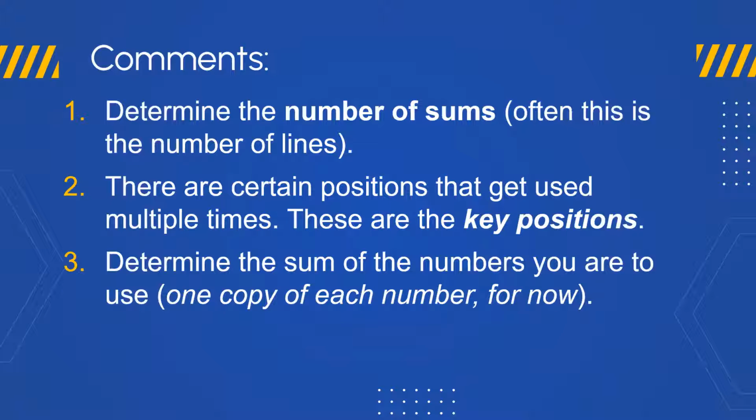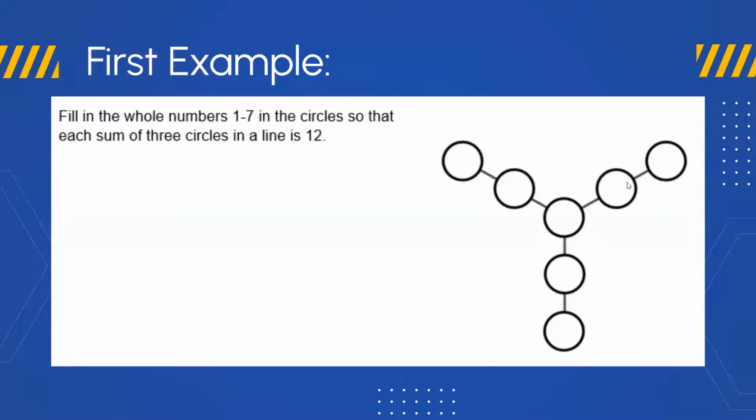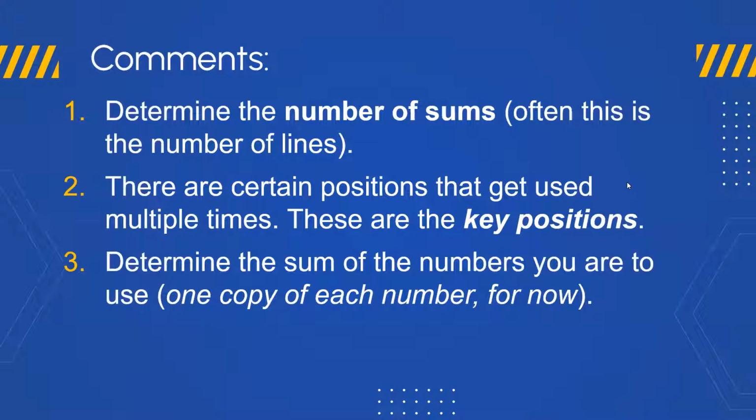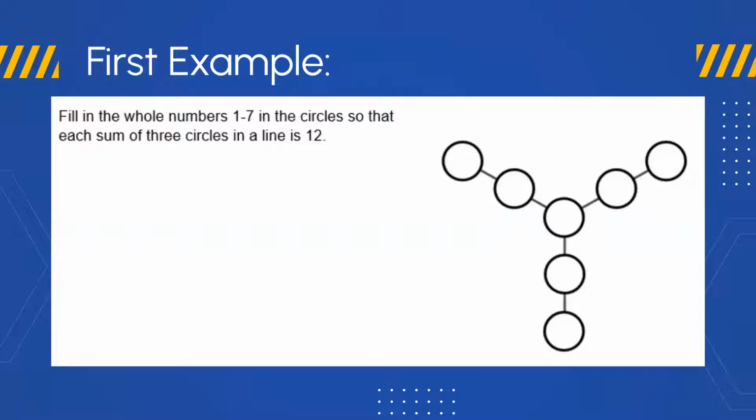First of all, some comments. Determine the number of sums. In our example, there are 3 sums. Secondly, there are certain positions that get used multiple times. These are what I will call the key positions. In this one, this center location is what I'm calling the key position because it's going to be used in this sum, and this sum. This number right here in the middle is going to be used 3 times, where all the other numbers are only going to be used once. It is the key position, and it's the key to this strategy.